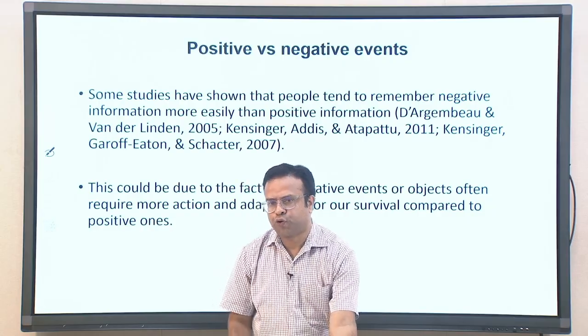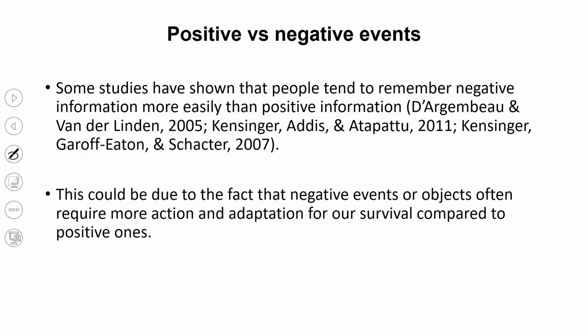Research also shows there can be differences in memories of positive and negative events, where we are talking in terms of emotional tone. Some studies have shown that people tend to remember negative information more easily than positive information. In general, a lot of research shows that we are more likely to remember negative information, or any stimulus with a negative connotation, as compared to information that evokes positive emotions.